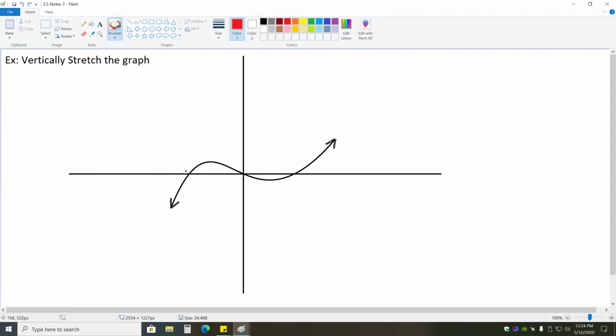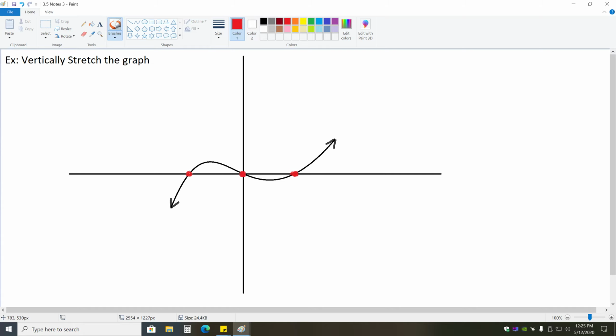Remember, when we vertically stretch, we are pulling all of our y values up and down. And anything on the x-axis is going to stay exactly where it started. So that's where we should start off. These x-intercepts here, here, and here are not going to move.